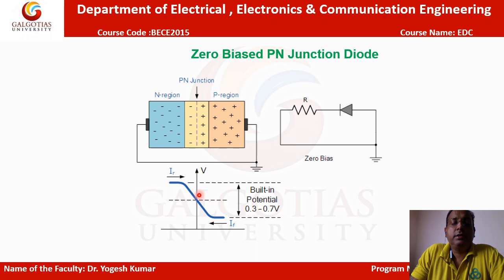If you are not getting any voltage across this terminal, it will provide the barrier potential that exists in the depletion region. It is in the range of 0.3 to 0.7 volt. 0.3 is approximately for germanium, and 0.7 is approximately for the silicon PN junction diode.